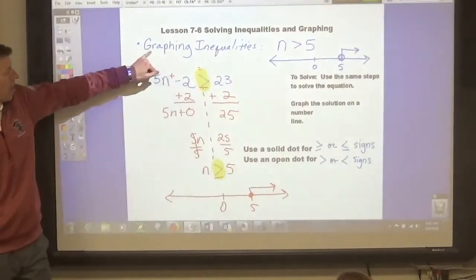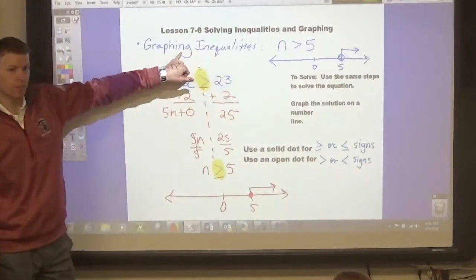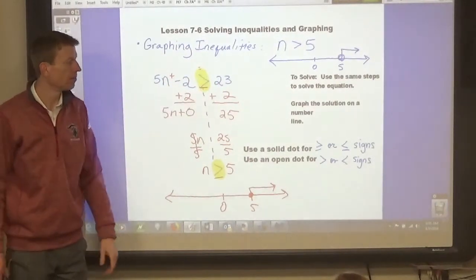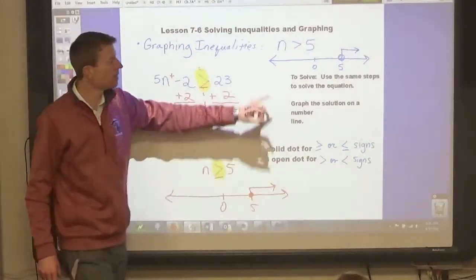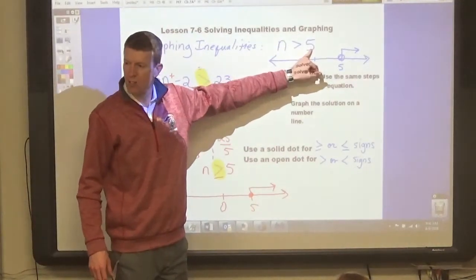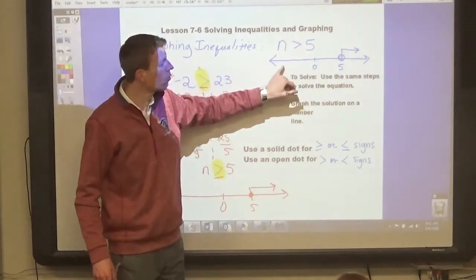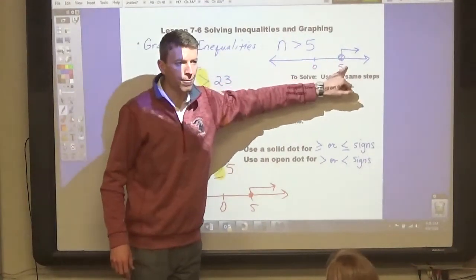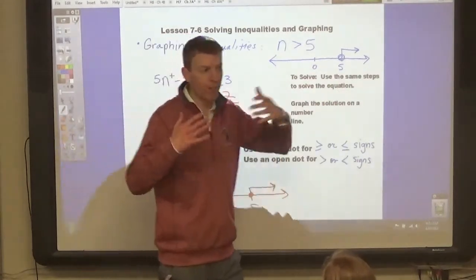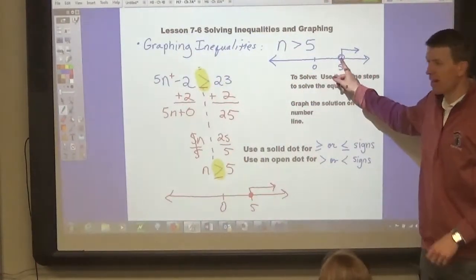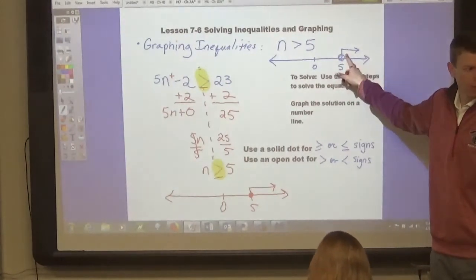Well, when you're dealing with an inequality, it means that the sides are not necessarily equal. Okay, this says n is greater than 5. And so in order to get the solution, you have to graph this. The solution is actually the graph, because this could have an infinite number of solutions. Any number that is bigger than 5 is a solution.